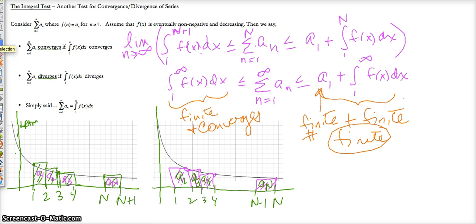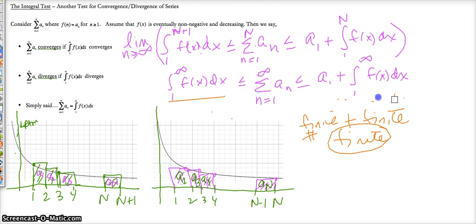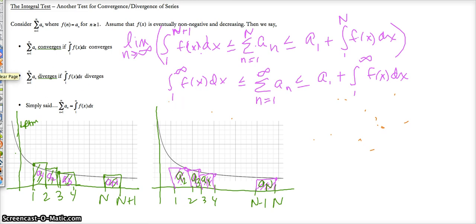Now, conversely, okay. So conversely, let's say that the integral diverges. Let's say that the integral diverges, that this guy diverges, right? Then this guy here is going to be a finite number plus something that diverges. It still diverges, right? So finite plus diverges still diverges.